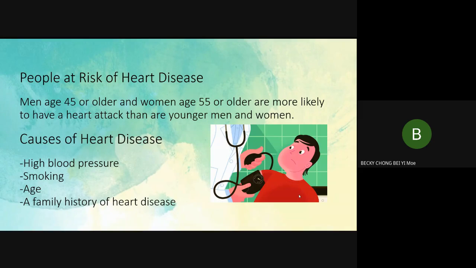Age. Aging increases your risk of damaged and narrowed arteries and weakened or thickened heart muscle. Smoking. Nicotine constricts your blood vessels and carbon monoxide can damage their inner lining, making them more susceptible to atherosclerosis. Heart attacks are more common in smokers than non-smokers.